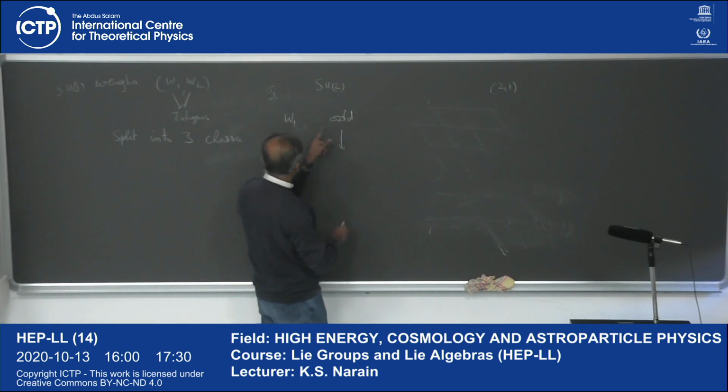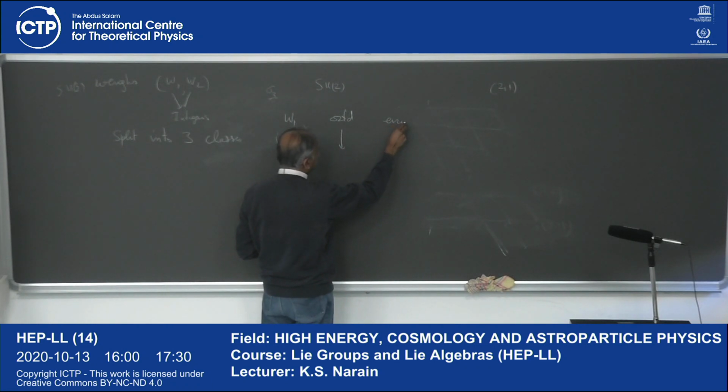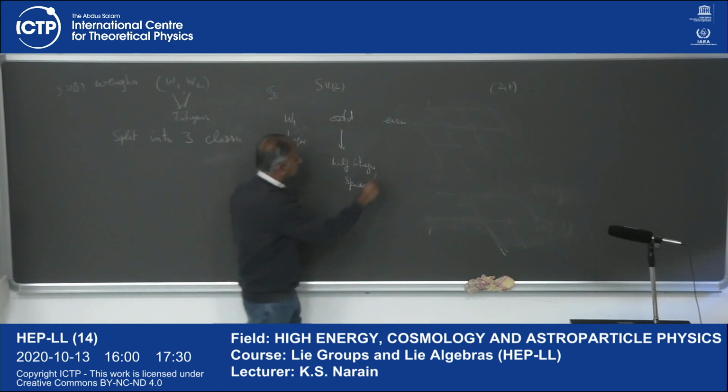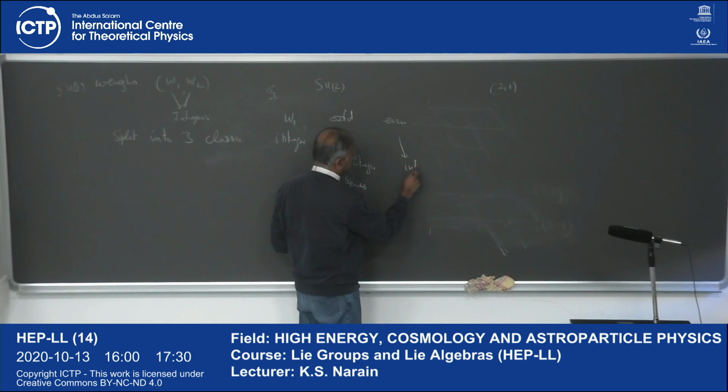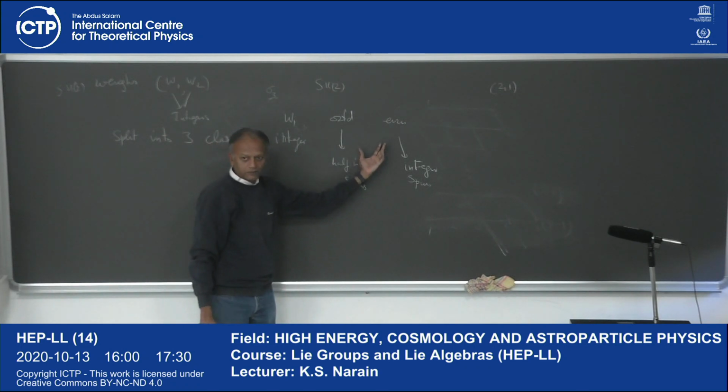These weights are all integers, but some of them will be odd and some of them will be even, right? So the odd ones correspond to the half integer spins. In our old language, these were half integer spins, and these were integer spins. But they split into two different classes: the odd ones and the even ones.